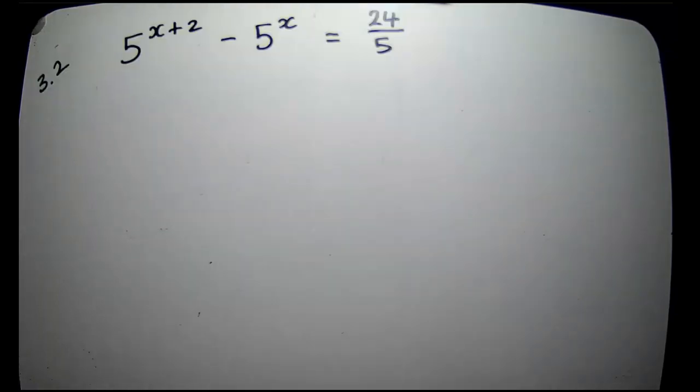3.2, we have 5 to the x plus 2 minus 5 to the x is equal to 24 over 5. So just looking at that, because there's a 5 on the right hand side in the denominator and these 5s, and there's a minus here, my brain already tells me pull out a common factor. So first step is to break that complex one down. 5 and the exponent is x plus 2.